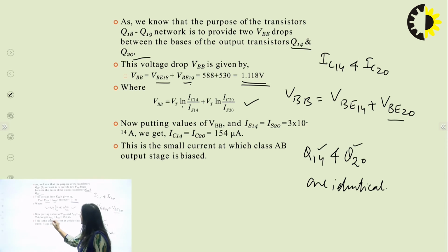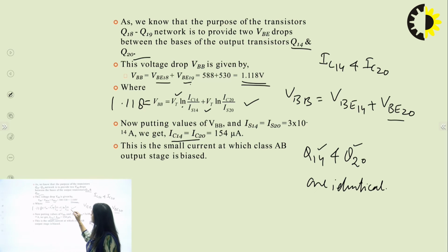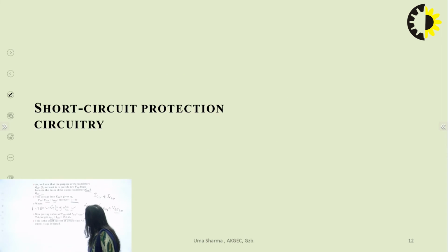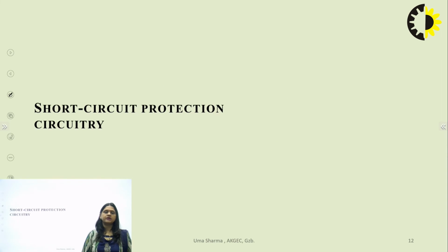So if I equate IC14 with IC20, we know the value of VBB, which is 1.118, and we know the value of VT, IS14, IS20. We can calculate IC14, which is equal to IC20, and that is approximately 150 microampere. This is the small current at which the class AB output stage is biased, 154 microamperes. So this is how we have calculated all the current and voltage parameters for the second stage and the output stage.